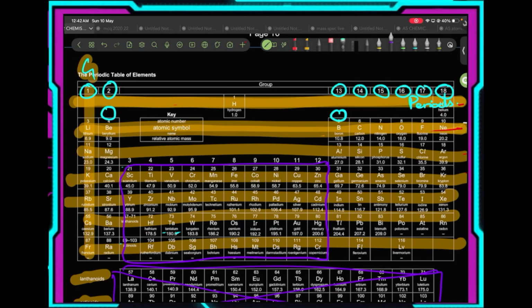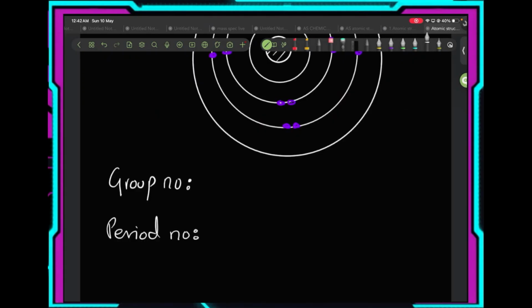So basically, how do we find our group number and period number from the electronic configuration? And this applies to A levels electronic configuration as well. Okay, now you need to memorize two things. The group number is equal to the number of valence electrons. So you just make the structure of the atom or write down the electronic configuration. This is the first application of electronic configuration. How will you find the group number? You will find the group number by counting the number of valence electrons.